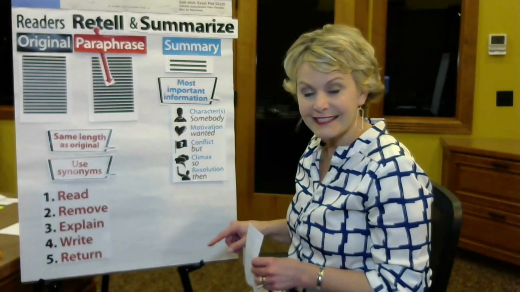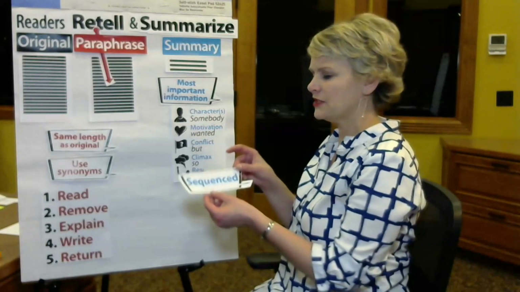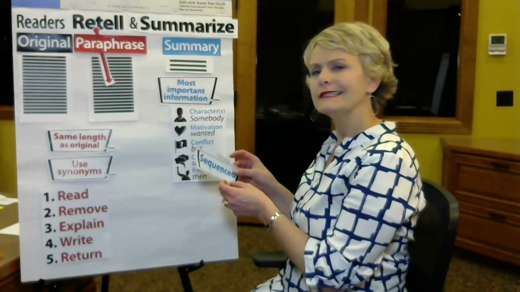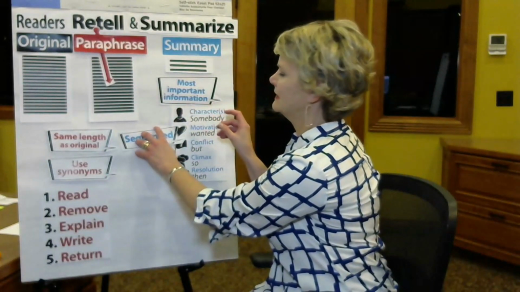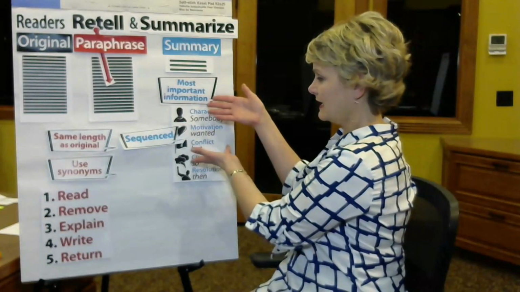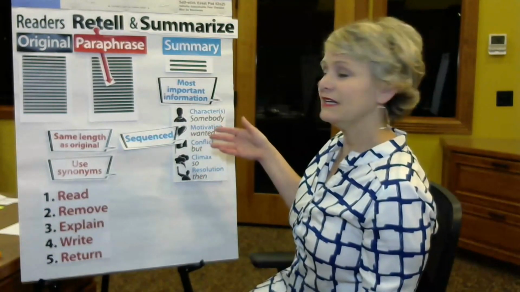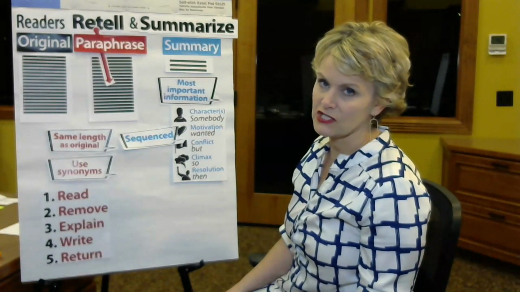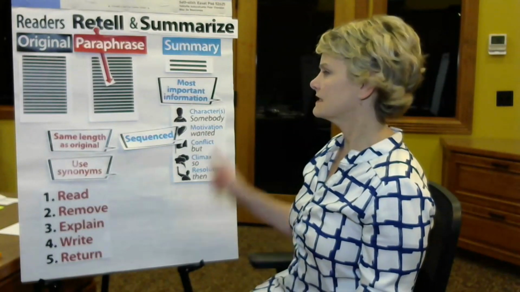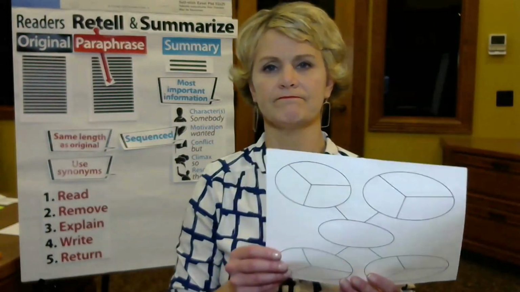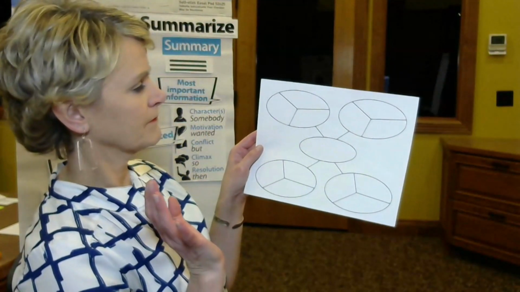And this works great for stories and for a lot of nonfiction text that is sequenced. But it doesn't work for all nonfiction text. So we're going to need another tool, kind of like I taught you this one yesterday. We're going to need another tool to summarize other kinds of nonfiction text, because this isn't going to work. And it looks like this. It looks like a web, but it's a little different web, isn't it?